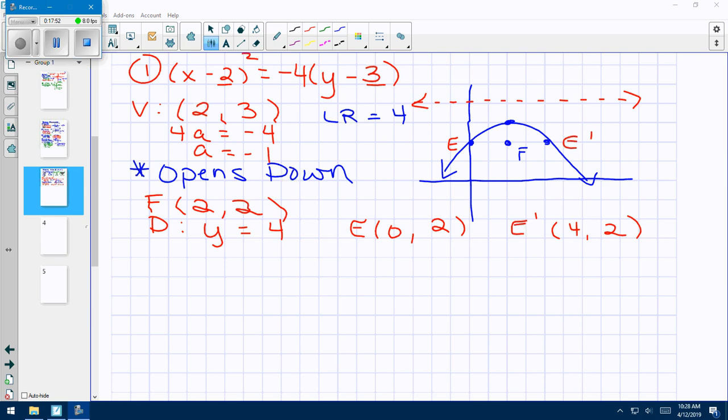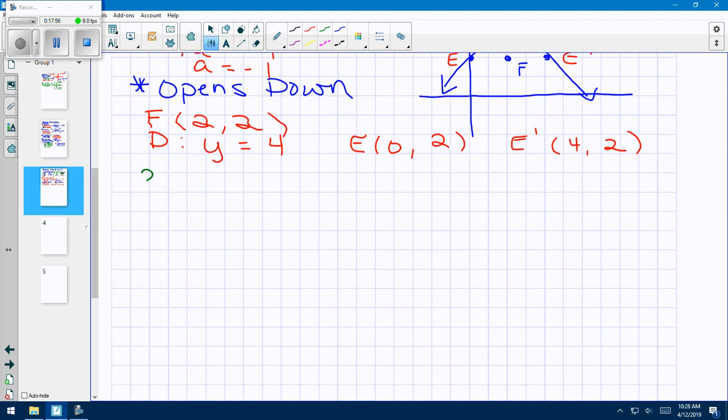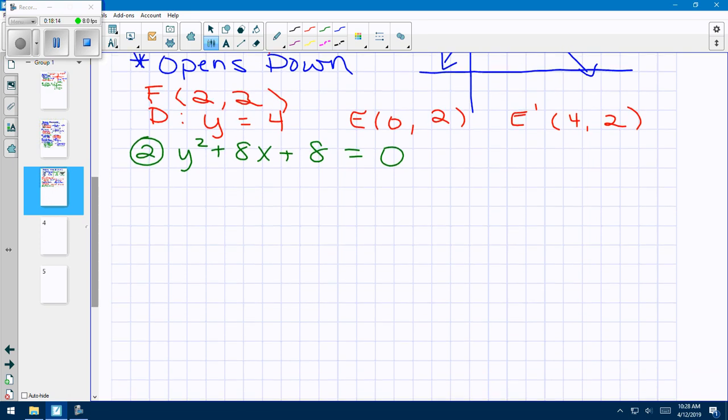Okay, let's try another example here where we have to do just a little bit of work to get it into standard form first. So for number 2, we'll do y squared plus 8x plus 8 equals 0. So that doesn't quite look like the standard form that we saw just a moment ago, so we have to do just some quick steps to maybe isolate the y squared term. If there were any other y terms, I would have kept it on the same side as the y squared, but the 8x and the 8, I'm going to subtract those to the other side.